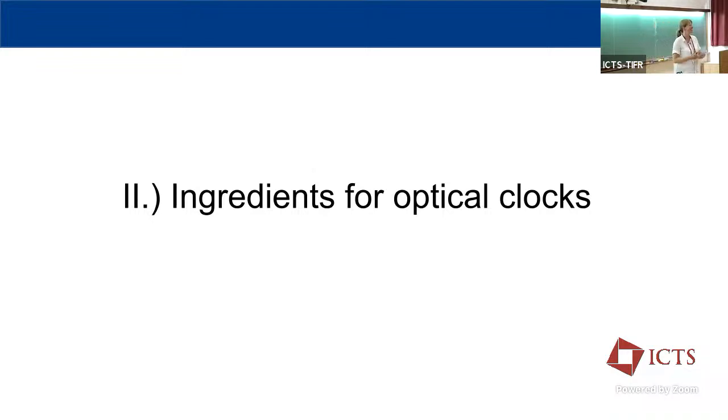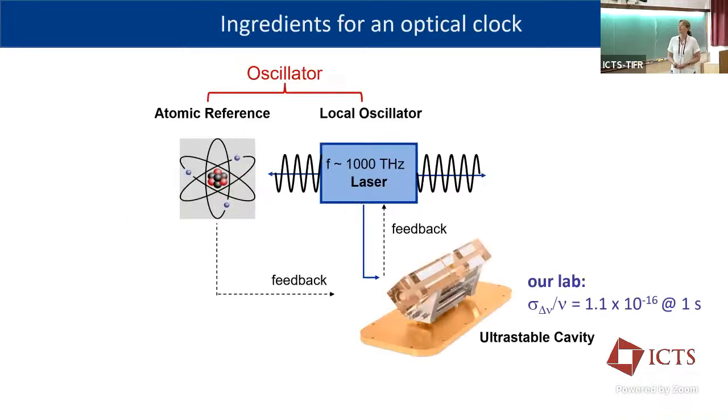Now, after this short introduction to warm you up, let's start with the ingredients for the optical clock. What do we need? How does an optical clock work? You need a pendulum. And our pendulum is the laser. The laser has a very high frequency, as said, 10 to the 15, so 1000 terahertz. This is the optical domain. This is a very high ticking pendulum, but it's not very stable.